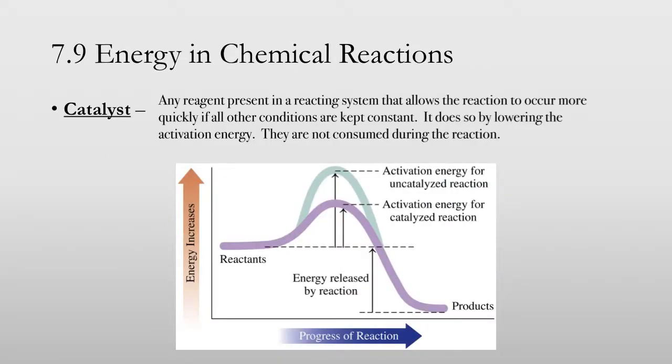And the last slide for this lecture is on catalysts. Catalysts are any reagent present in a reacting system that allow the reaction to occur more quickly if all other conditions are being kept constant, like temperature, pressure, concentration, whatever. They do so by lowering the activation energy of the reaction, and they are not consumed during the reaction. This is why they call them catalysts. Not only do they make it quicker, but they're always there, so it doesn't even matter how much you add to it. You can add a sprinkle of a catalyst to a reaction, and it will just go like that.